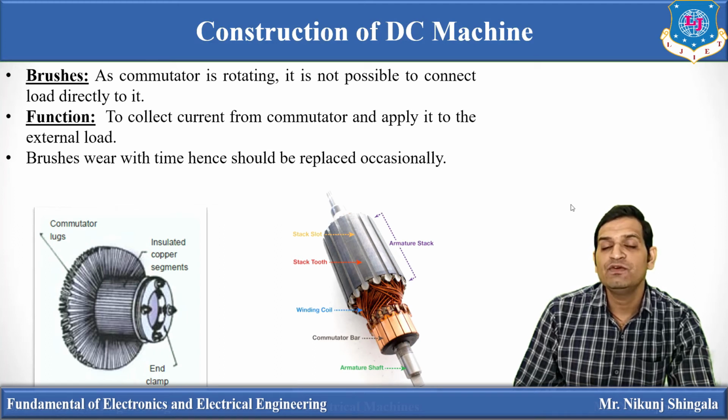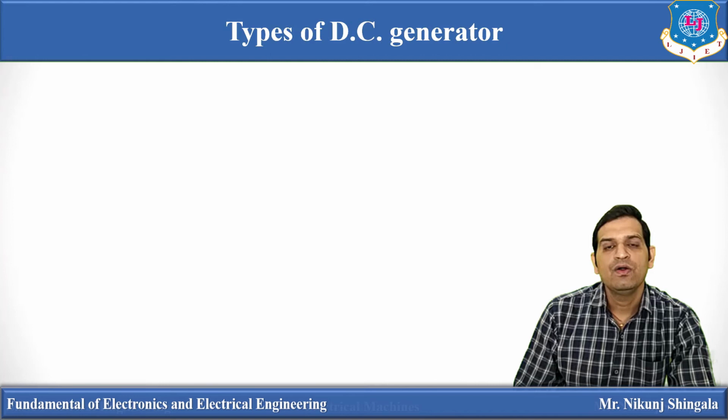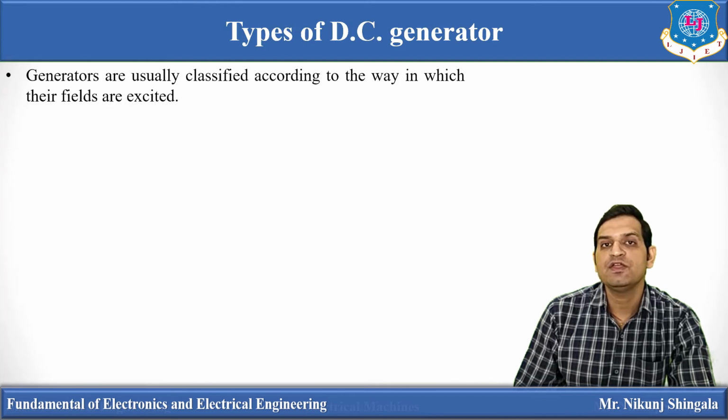Brushes wear with time, so they should be inspected occasionally and replaced if required. So these are the different parts of the DC machine, that is, a DC motor and DC generator. Now moving towards the different types of DC generator.